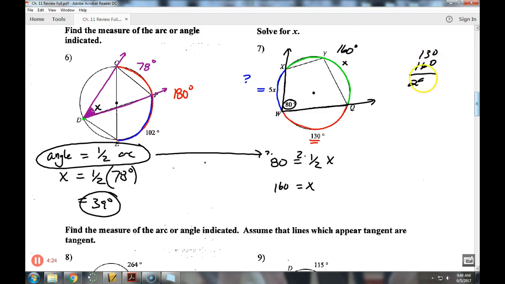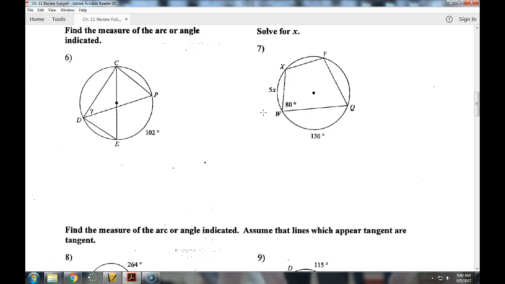We're looking at 290. And the whole circle has to be 360. So I subtract and I get 70 degrees. So 5x is 70. And then we just have to finish solving that little equation. Divide by 5, divide by 5. What's that? 14. Boom. Alright, sliding on down.